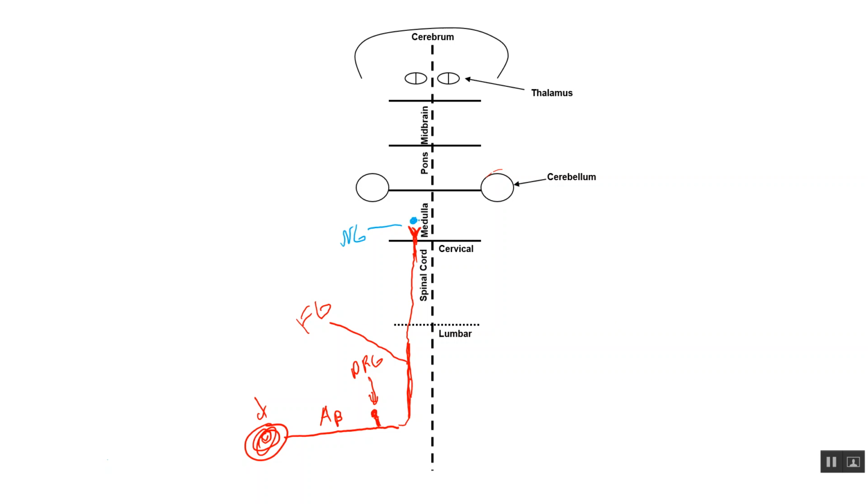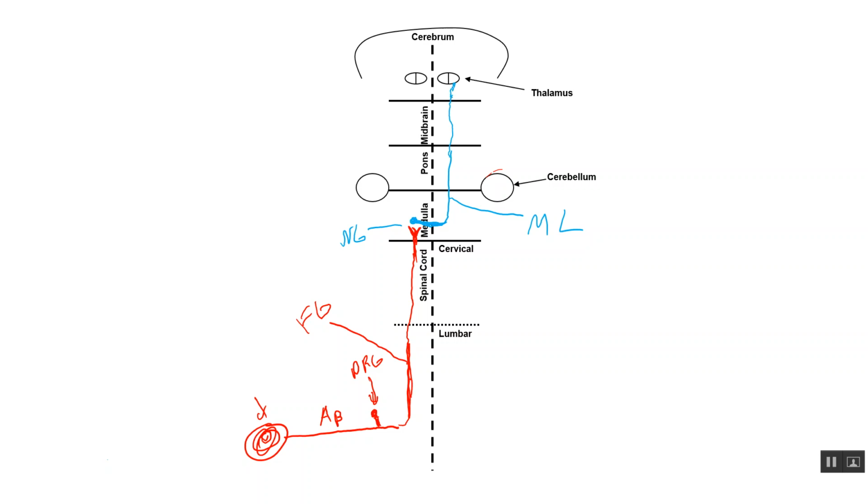That second order neuron is going to cross over immediately to the other side of the low medulla. We're in here. And then it's going to go up as the medial lemniscus, right? So now it's called the medial lemniscus here. It's going to stay the medial lemniscus all the way up.